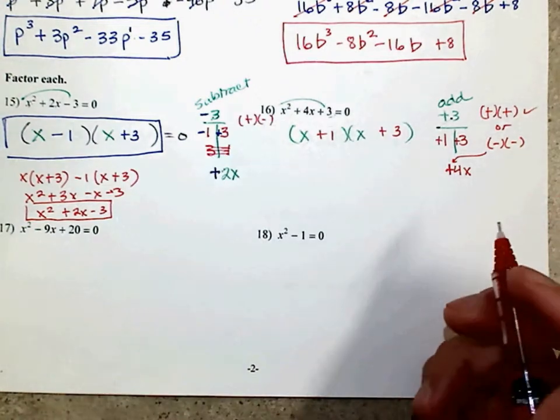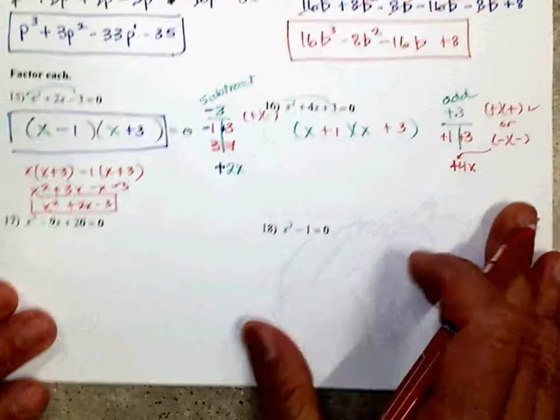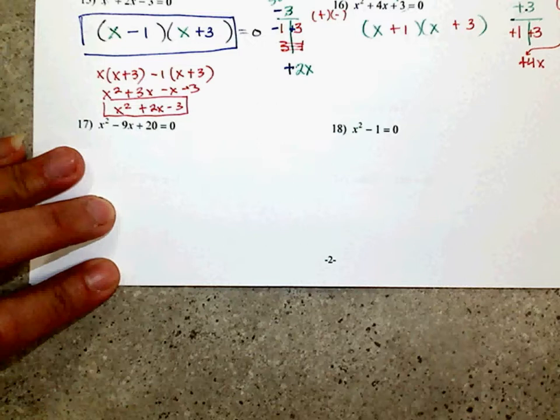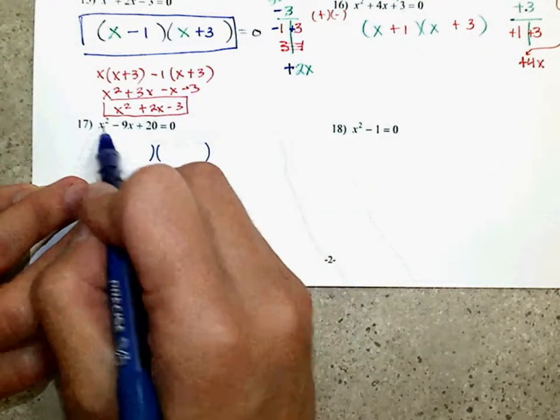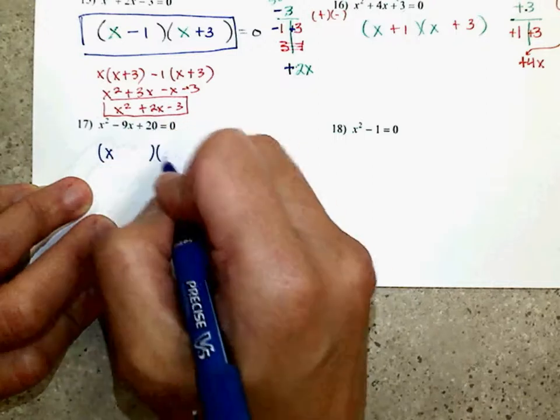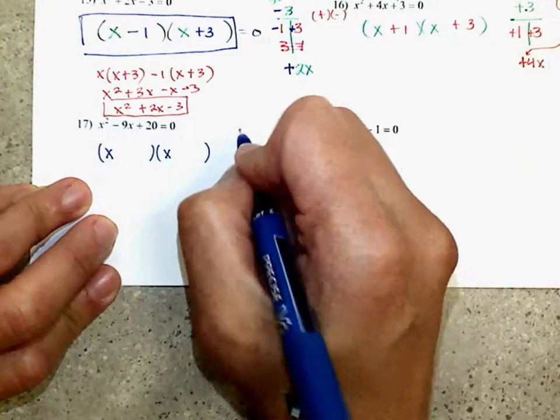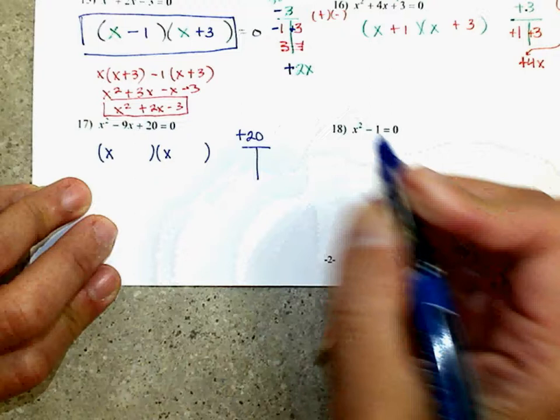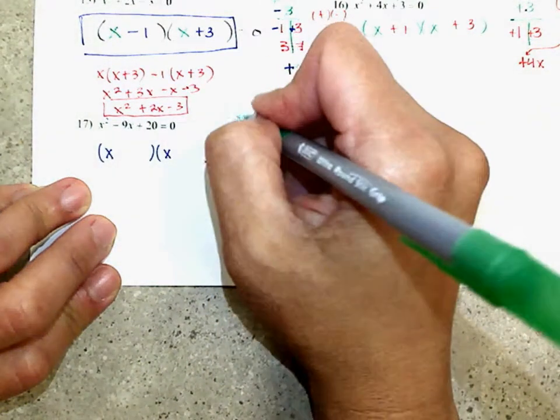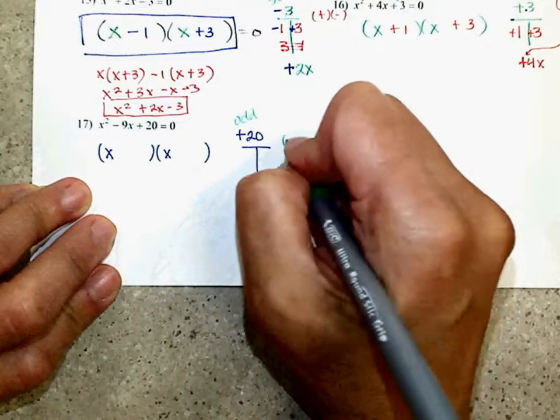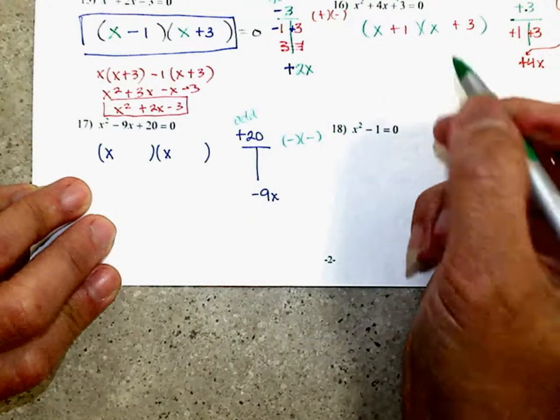Okay? Number 17. Two sets of parentheses. 1, 2, 3 highest to lowest. Factors of x squared is x and x. 1 times 20 is positive 20. And I wanted to get 9x. So this is adding. This is minus. So both of these have to be a minus. All right. So what two numbers?